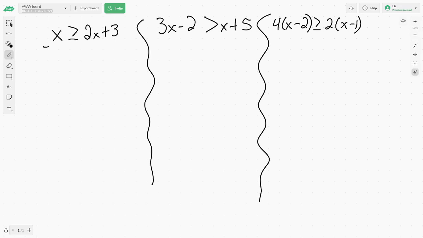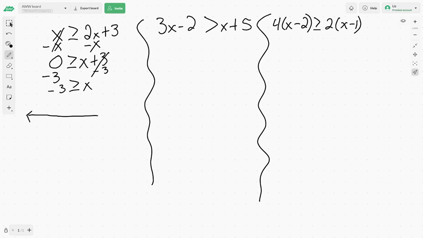I'm going to move this x over because I want to keep this positive if I can. All right, so I now have 0x plus 3. So 0 is greater than or equal to x plus 3. Now I need to get x by itself. Since 3 is being added, I'm going to subtract. Now I get negative 3 is greater than or equal to x.